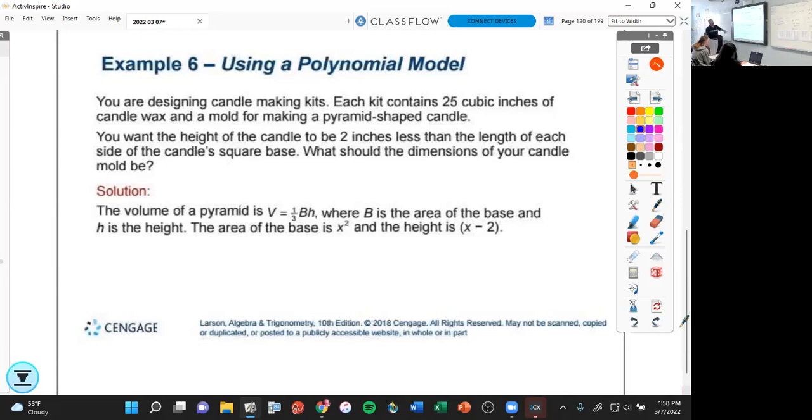Okay, so we know that the area of the base is x squared. It tells us the height of the candle is 2 inches less than the length. Well, if the length is x, then the height has to be x minus 2. This all makes sense. So our formula is going to be 1/3 x squared times (x minus 2).